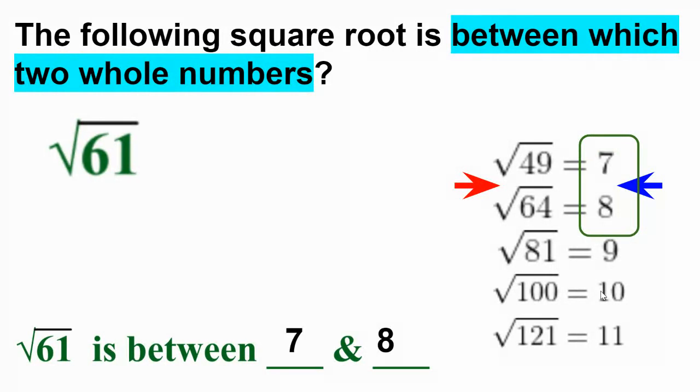Once you know your square numbers, the more you know those, the easier this is. So this is how you estimate or approximate between which two square numbers a square root that's not a square number falls.